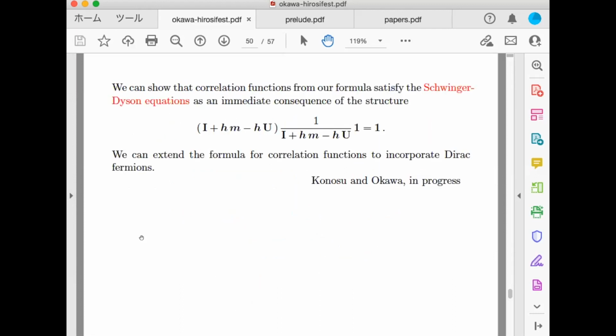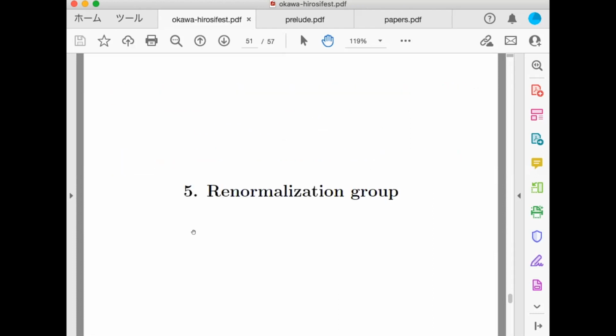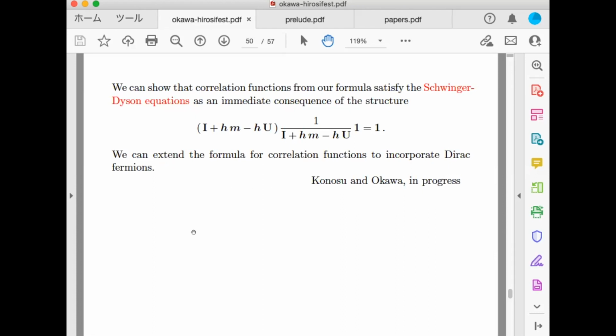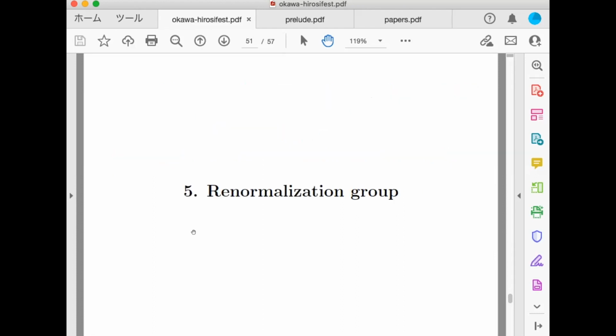And furthermore, I will not explain this in this talk, but we can show that the correlation functions satisfy the Schrodinger equation. Actually, it is a direct, immediate consequence of this relation. So this is the F, which is just the inverse of this. If you integrate this, it can be easily understood as the Schrodinger equation. We can also extend this formula for correlation functions to incorporate the fermions. That is progress by a student of mine. So this is the formula for correlation functions. Then I'm going to explain its application to renormalization.